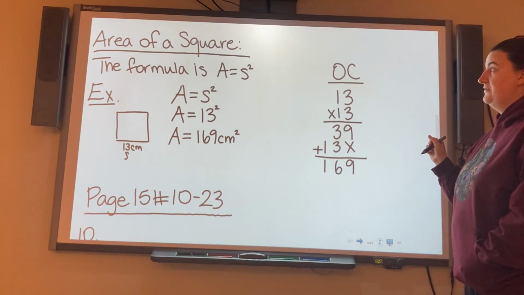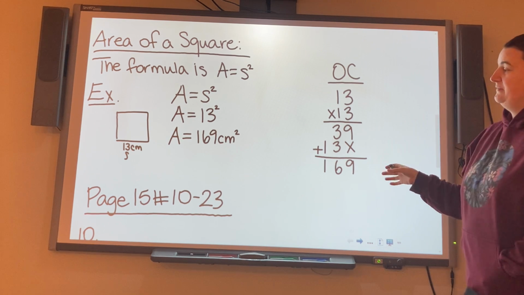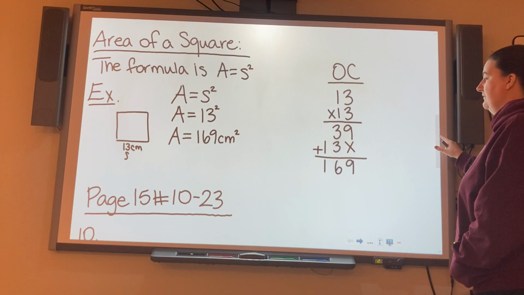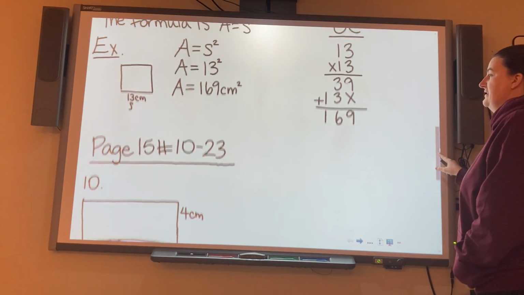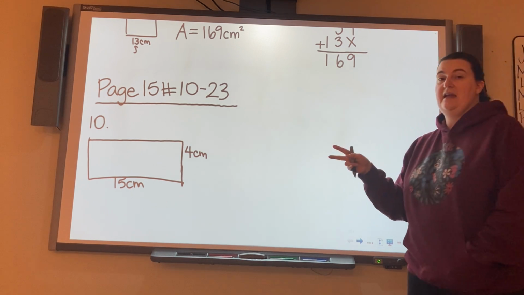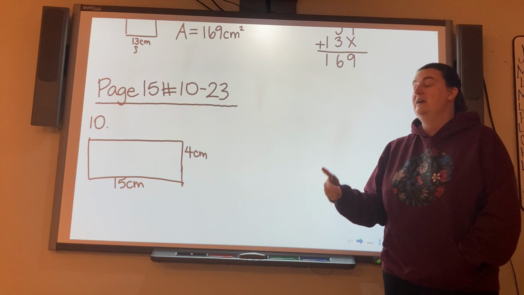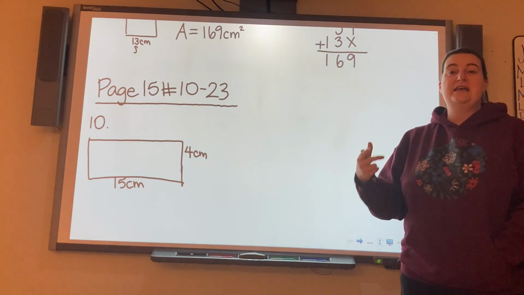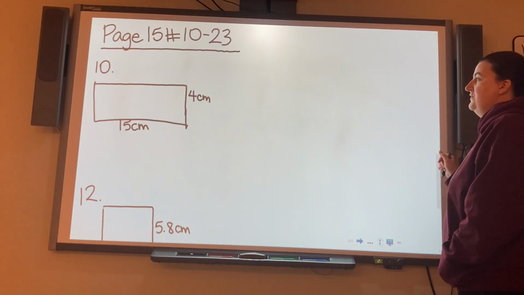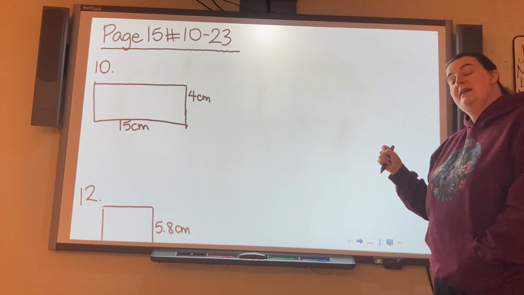So if you turn to page 15, make sure you have all this written down, pause the video if you need to. Then turn to page 15 in your folder. And on page 15, you're going to have examples of areas of squares and rectangles. So you're going to need to use two formulas today. Rectangle, A equals L times W, and then square, A equals S to the 2. So, page 15, let's do an example together. So number 10 is a rectangle.